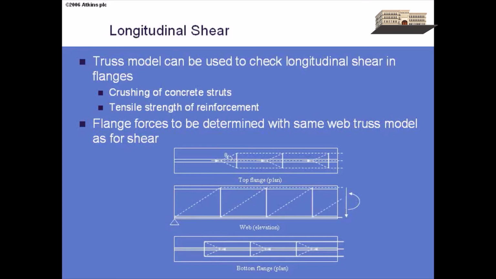The middle of the three diagrams is an elevation on the web. The top part's the top flange and the bottom part's the bottom flange. And it's just showing that the vertical compression struts in the web hit the top flange and then spread out into the web, and the spreading out of the compression into the web generates a transverse tension. And that's basically what you're trying to design for with your longitudinal shear. You're trying to hold the flange onto the web to allow for that spreading.